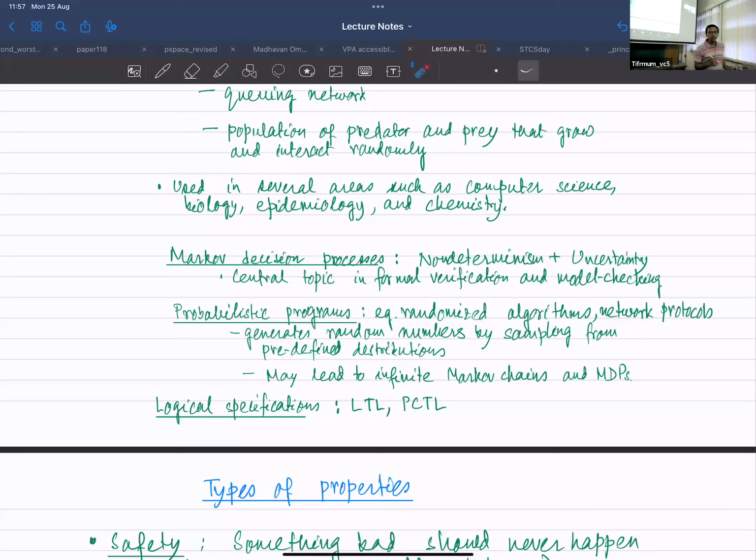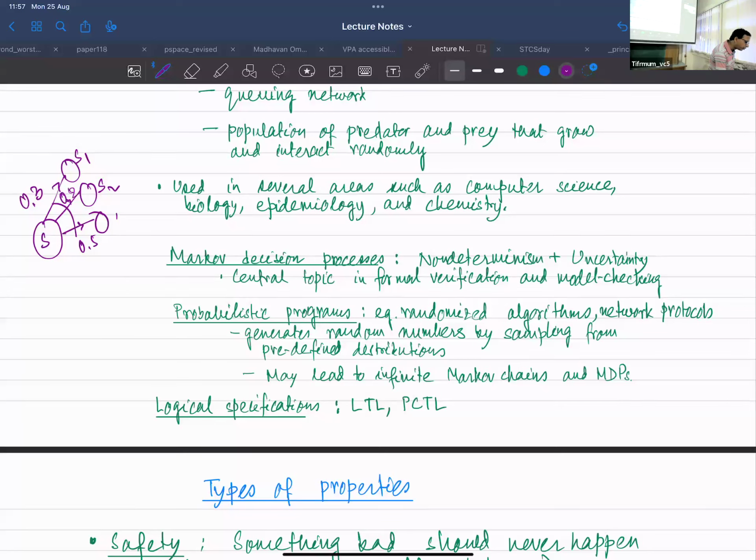So in a Markov chain, what do you have? You have some state, and then you have a probability distribution over successor states. For example, you can say that I have 0.3, 0.2, 0.5 like this. What it means is that from the state S, I may go to state S1 with probability 0.3, to state S2 with probability 0.2, and to state S3 with probability 0.5, and so on.